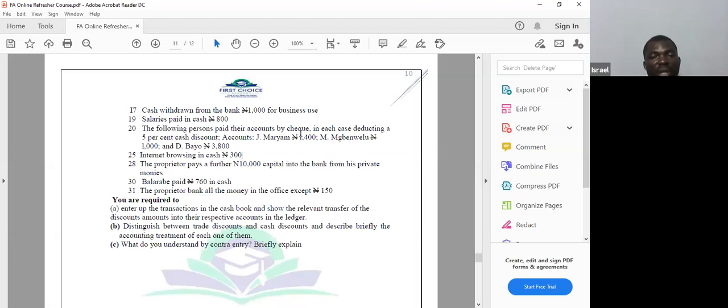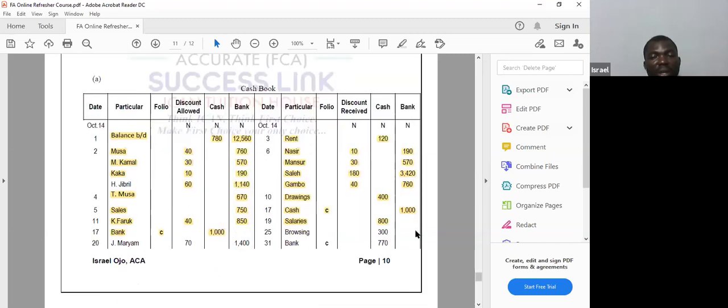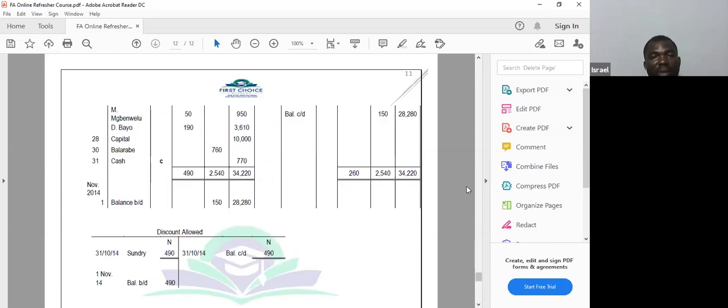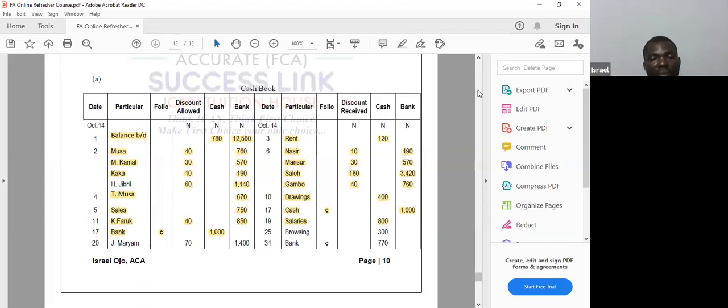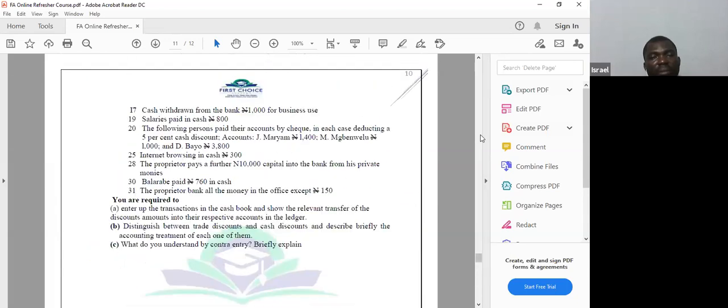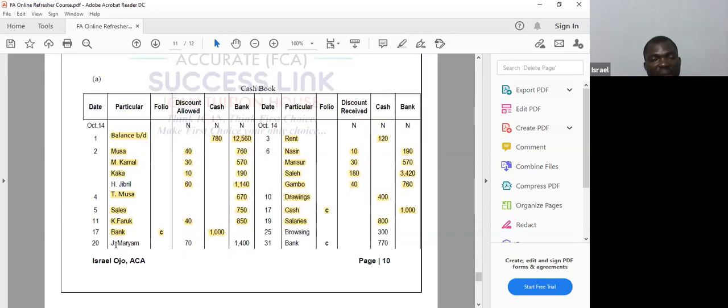The following persons pay the amount by check, in each case deducting the discount. We have 1,000. So that's the amount that they paid us. So is it 1,400 that we're expecting for Miriam? Yes, Miriam is 1,400. Now, if Miriam is 1,400, this Miriam here is expected to give us, if we calculate 5% of 1,400, what does it give us?